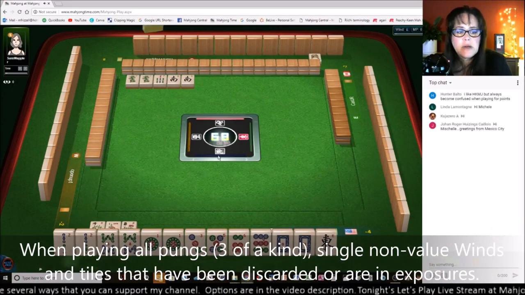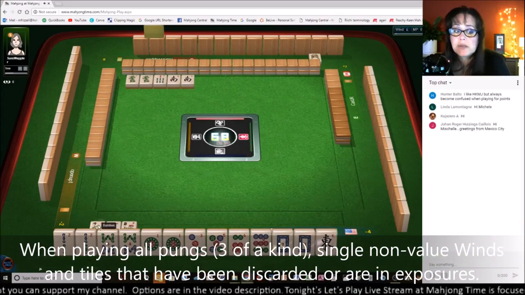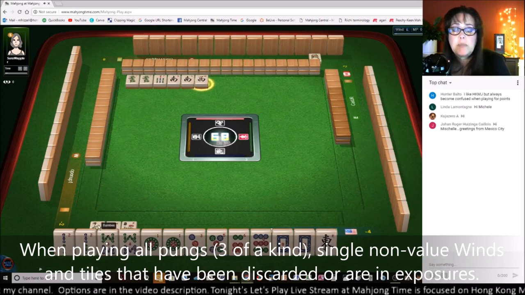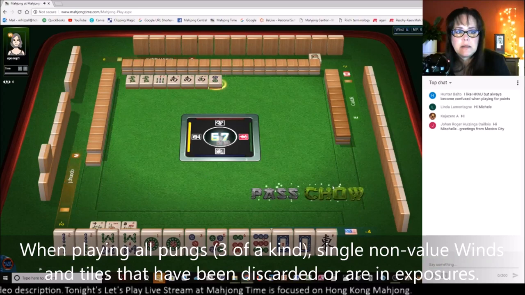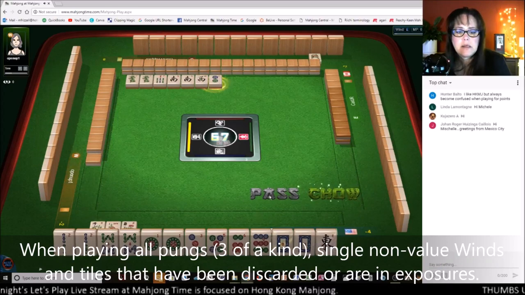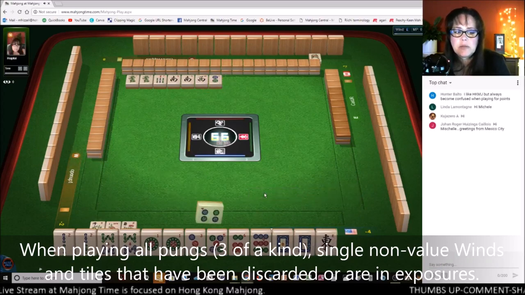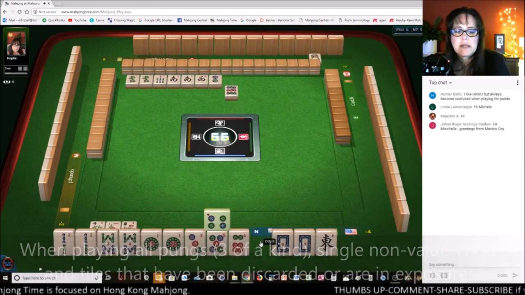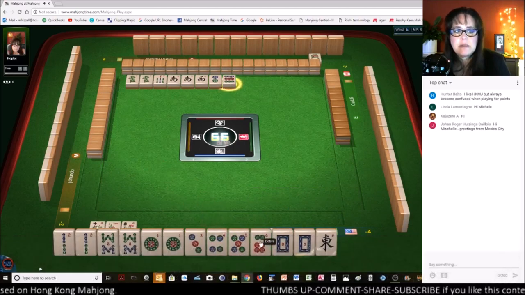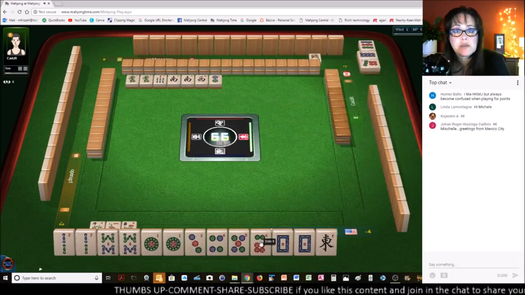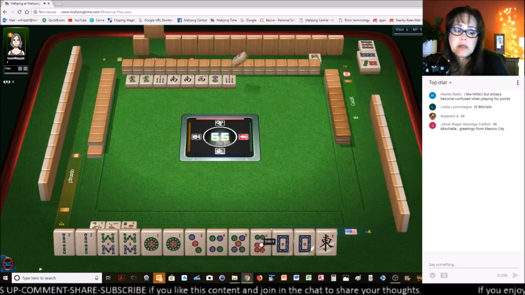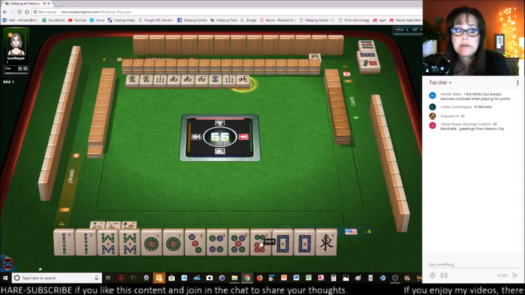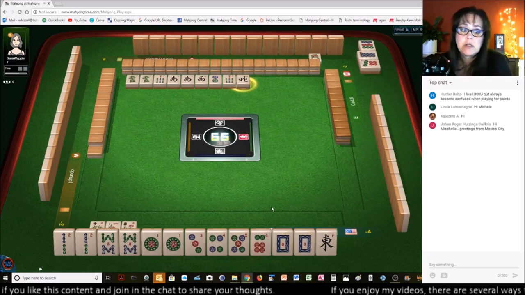South wind. Let's see. We are in the north seat. We have our own flower, so there's a fan there. West wind. All pung is three fan. Two dots. Let's see. I'm not going to take that. We're going to try to do all pung. Let's get rid of the nine. Nine dots. Chow. A pung of dragons is worth a fan too. So all pung, dragon pung, north and a flower wind would be five fan, which would be a really nice score.